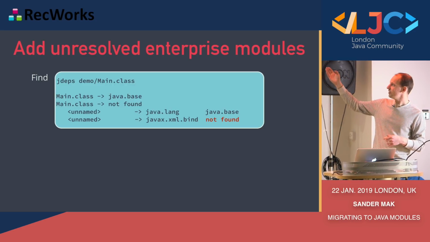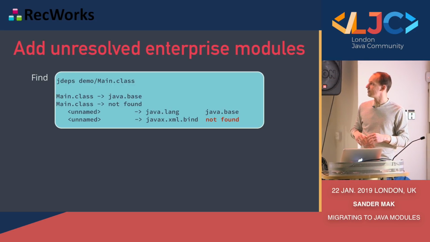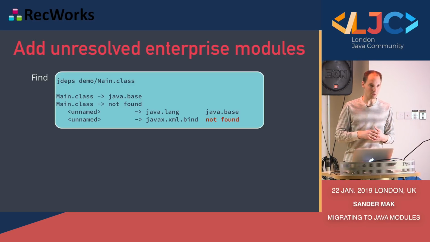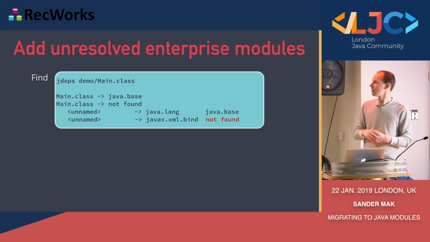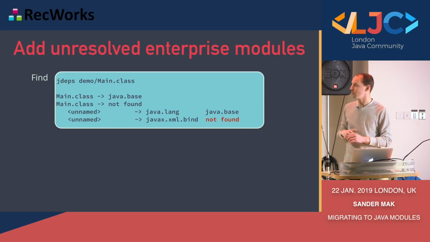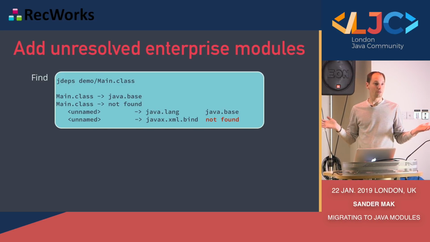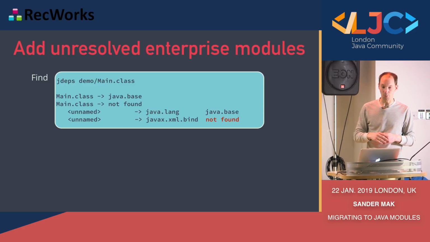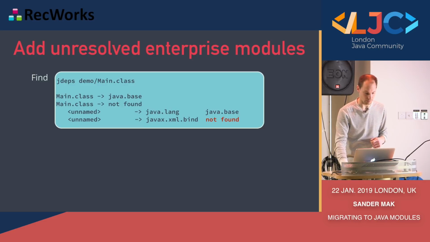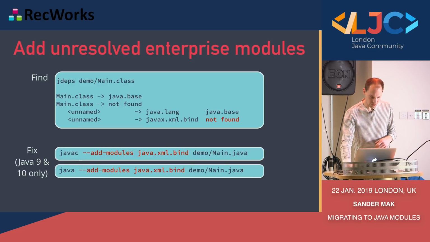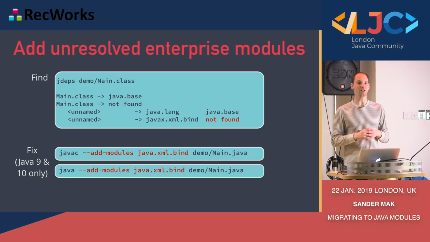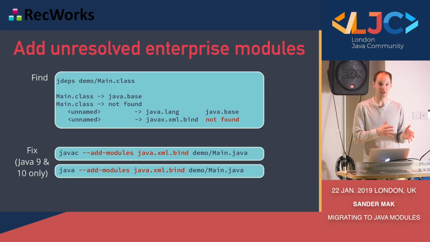As you can see here, it says it has a dependency on java.lang from the module java.base. That's something that every module has an implicit dependency on. But there's also a dependency found on the javax.xml.bind package, and that's not there. So here we see the same issue that the compiler found and that the runtime found previously. So how can you fix this? Like I said, in Java 9 and 10, it was a little bit easier because the modules were still there.